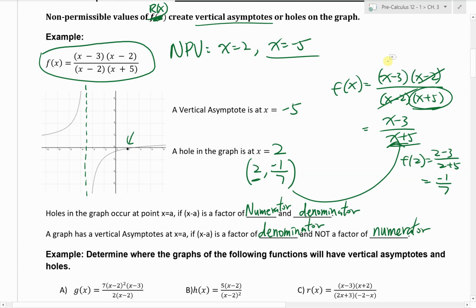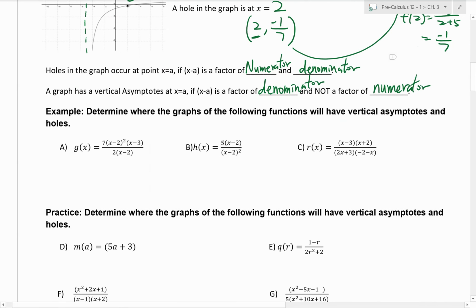Okay, you can see there's no x plus 5 on the top right there, and therefore that gives you the vertical asymptote. Okay, so here are 3 examples. Let's quickly take a look and see what we actually have here. For A, you can see we actually do have a hole, because the x minus 2 and the x minus 2 will cancel out.